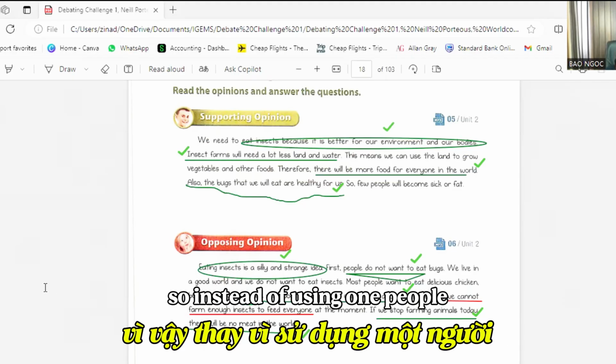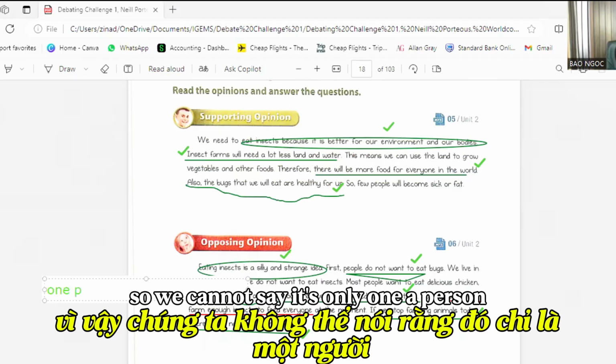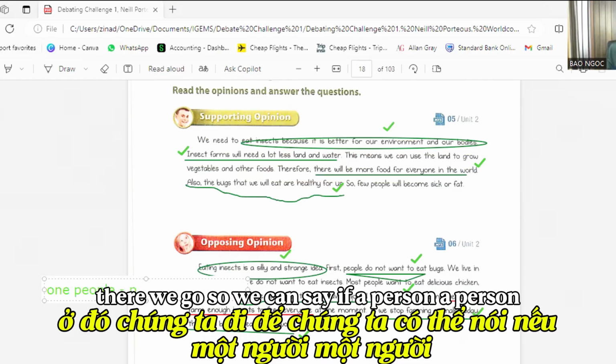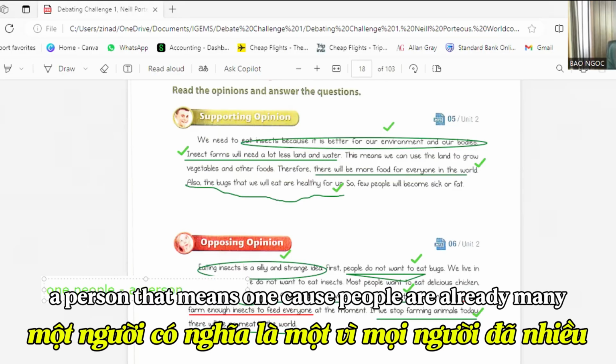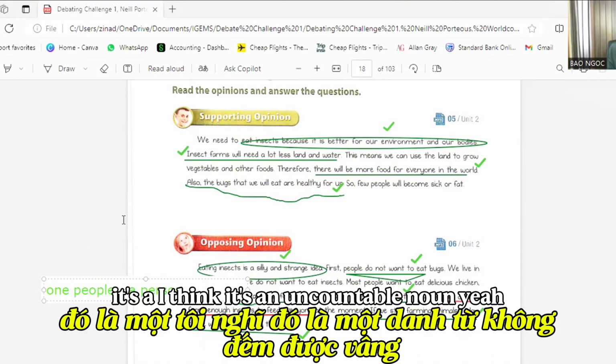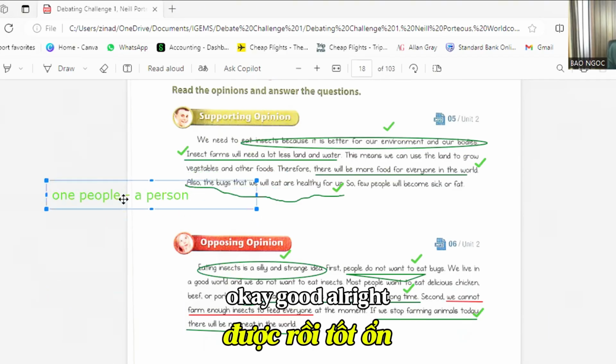Okay, so instead of using one people, because people doesn't mean one, people means many. So we cannot say it's only one person. There we go. So we can say a person, all right, a person, that means one. Because people are already many. I think it's an uncountable noun. Yeah. Okay, good. All right, good.